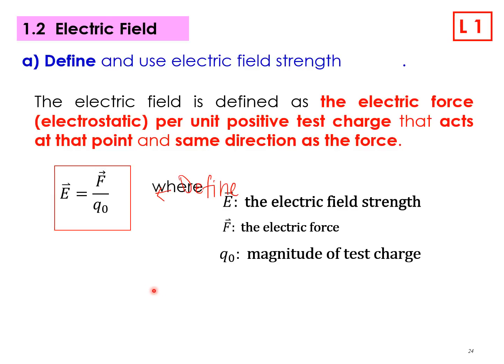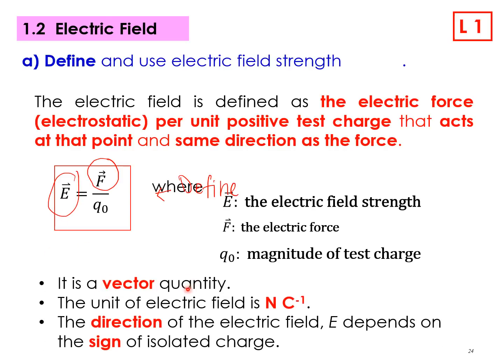You must know that the direction of electric field strength is the same direction as the electrostatic force. And electric field here is a vector quantity, so it must have magnitude and also direction. The unit of electric field is Newton per Coulomb, where you get the Newton from the unit of force and Coulomb from the unit of charge.